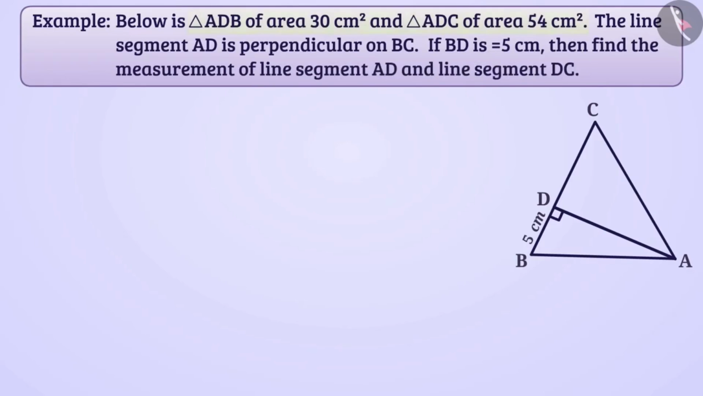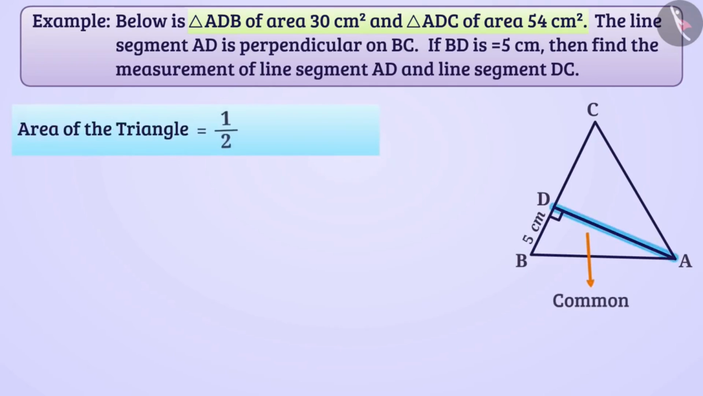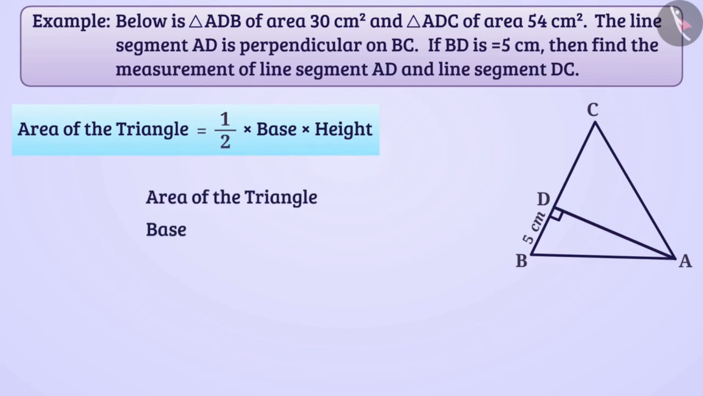It is given that the area of triangle ADB is 30 square centimeter and the area of triangle ADC is 54 square centimeter. In both these triangles, AD is common. We know that the area of the triangle is half multiplied by base multiplied by height. In this way, if we know the measurement of the area of the triangle, base or its corresponding height of any two from these three, then we can easily find the measure of the third, such as the area of triangle ADB is 30 square centimeter.